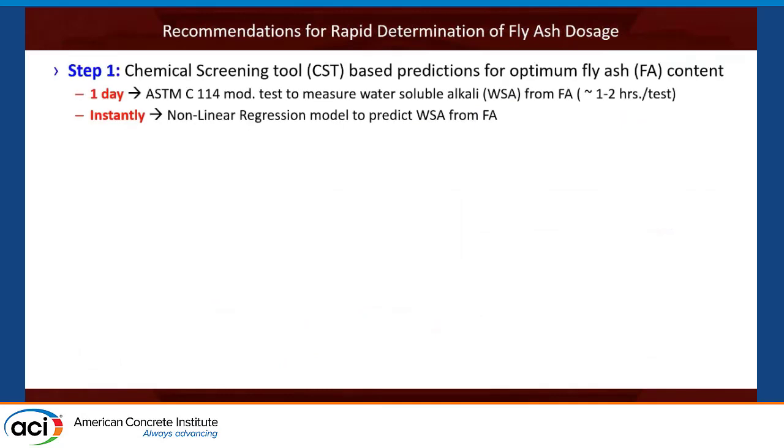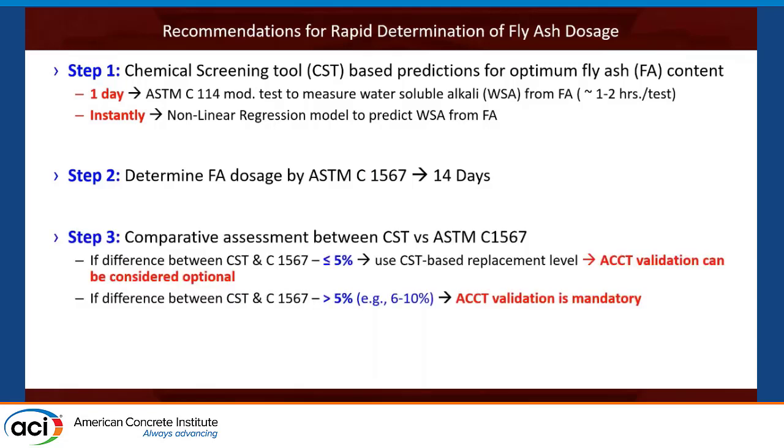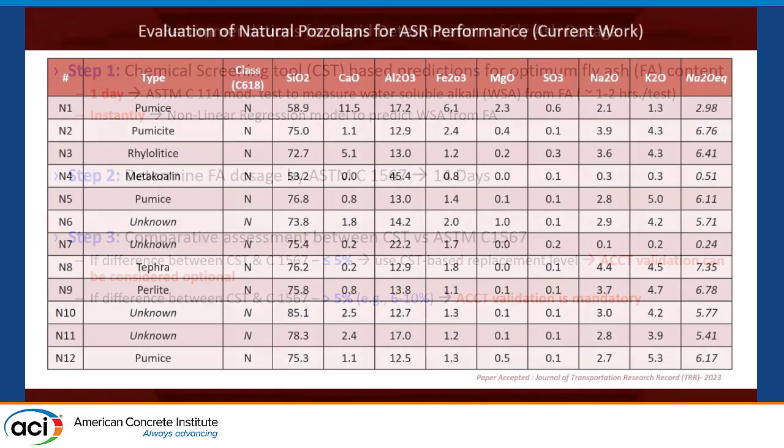As a result, we developed these recommendations, which is you first measure water-soluble alkali. The test only takes 1 day. Or we also alternately developed a non-linear regression model to predict water-soluble alkali. The second step is to determine dosage by 1567, which is a 14 to 16-day test. Then do a comparison between the screening tool and 1567. If the difference in replacement level is less than 5%, then the ACCT or any long-term test for ASR can be considered optional, but if it's more than 5%, let's say 6 to 10%, then the ACCT test is mandatory.